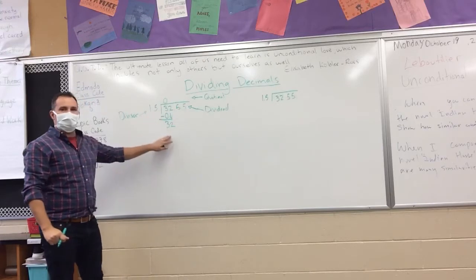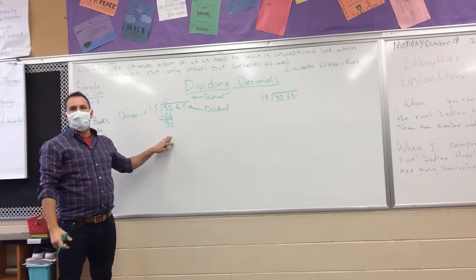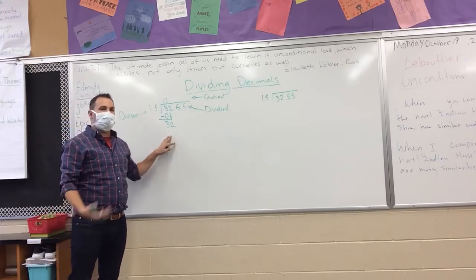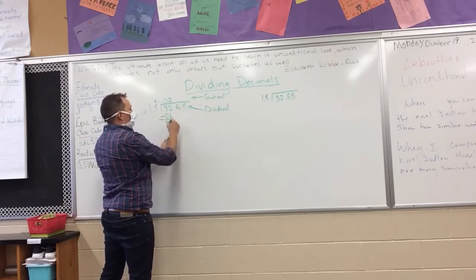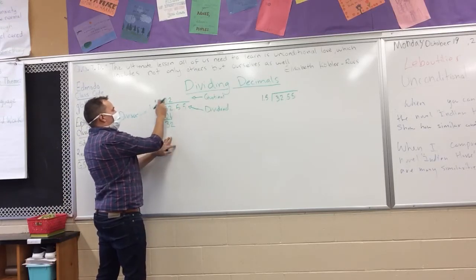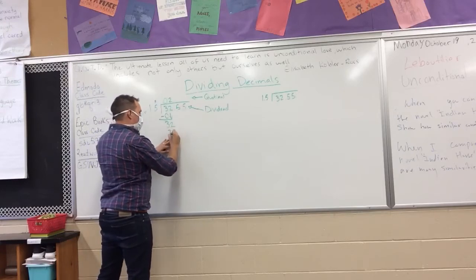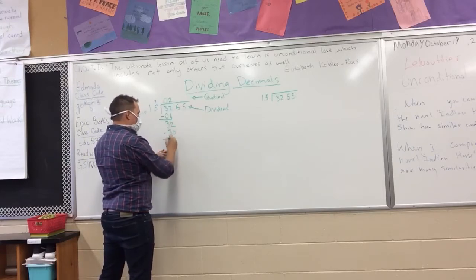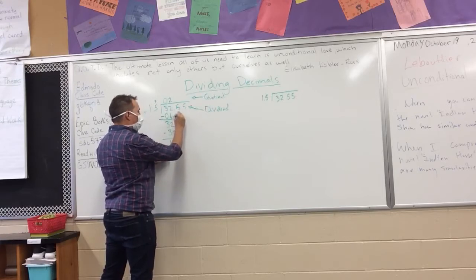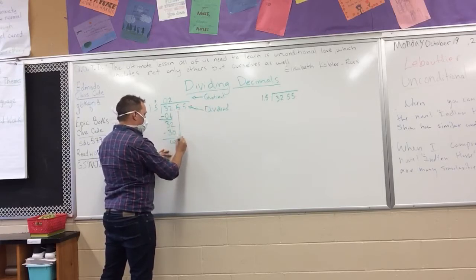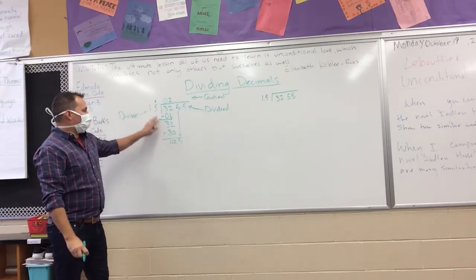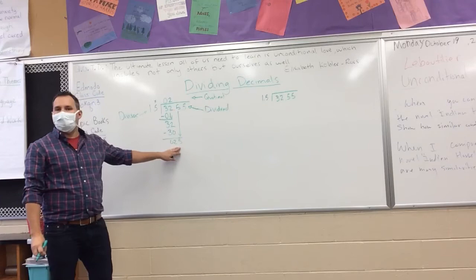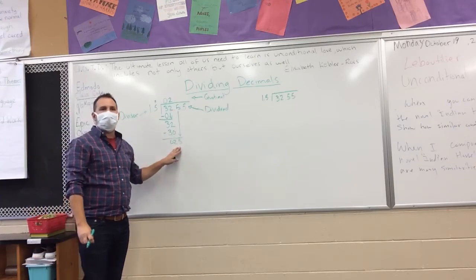Now, can 15 go into 32? How many times? I see people shaking their head. Twice, right? So we put the 2 up here because we know it will go twice. And then we do 15 times 2 is 30. We subtract, right? 2 minus 0 is 2, 0. After we subtract, we always bring down. Now we're at 25. Can 15 go into 25? Yes.